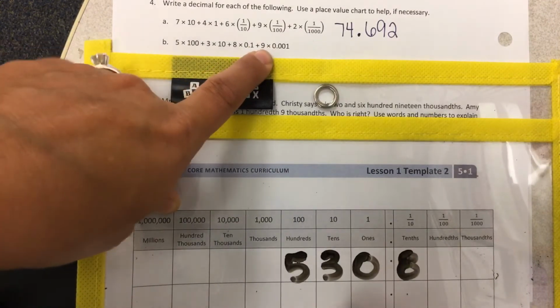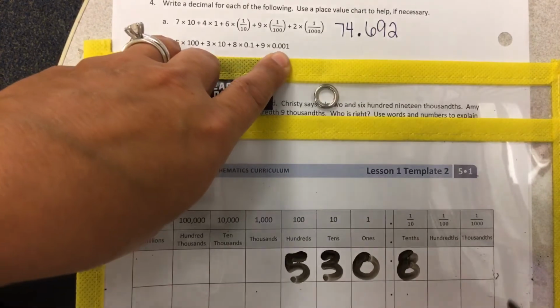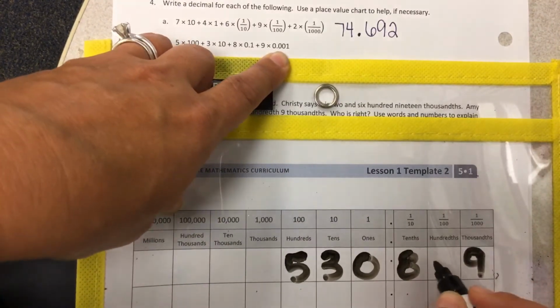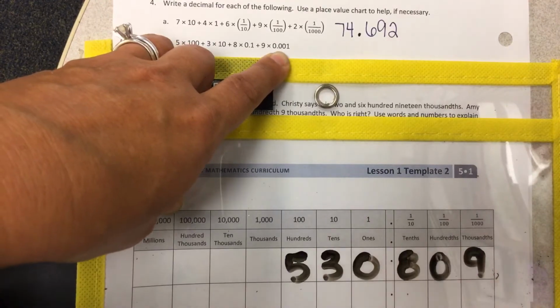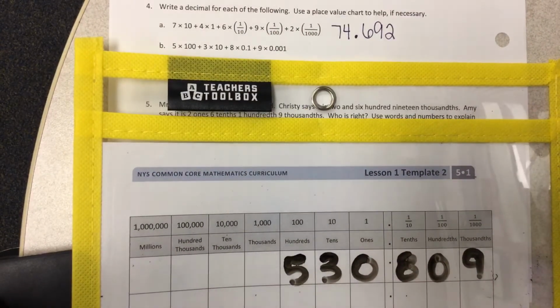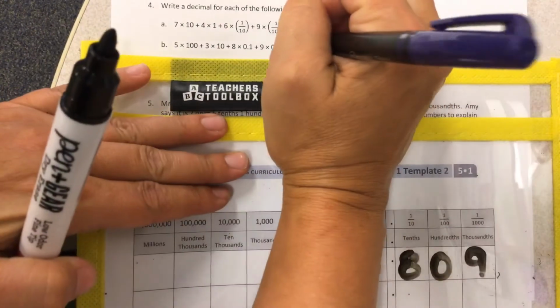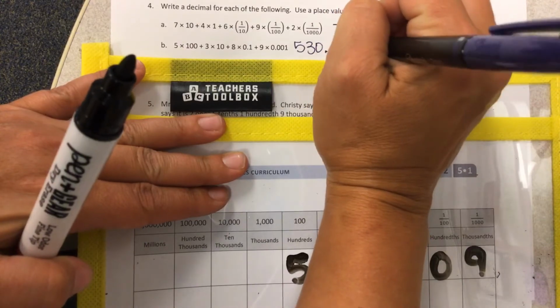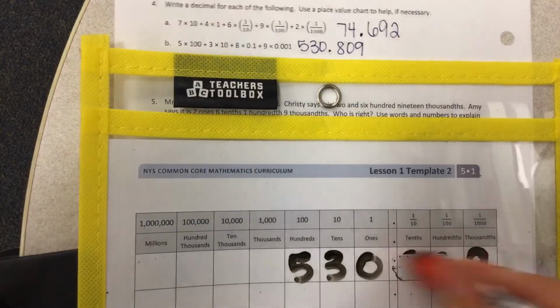And then if I look here, I've got 9 times 1,000th. So that means that 9 is going to be in that thousandths column. So again, I have nothing in that hundredths column, so I want to put that 0 right there. So this is how I would write that number in decimal form, which would be 530 and 809 thousandths. Okay.